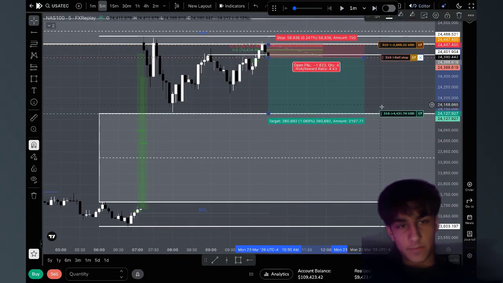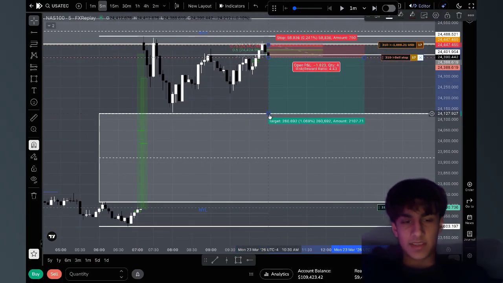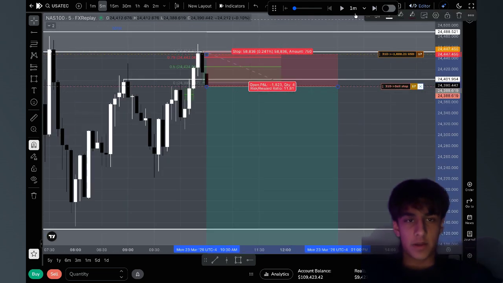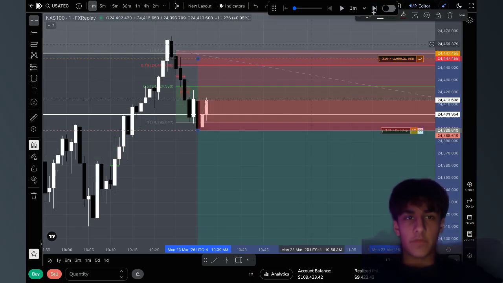Oh, I didn't see this gap. This big gap. I think it was Monday, right? It's an NWOG or whatever, or daily opening gap, I don't know, because price normally just crashes through those. Oh, okay, never mind. We didn't get filled, but still.